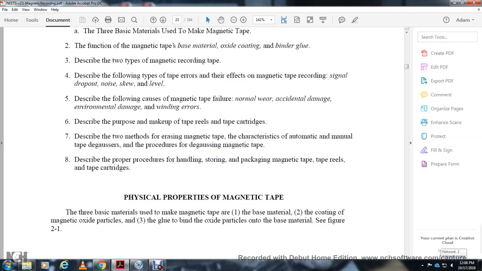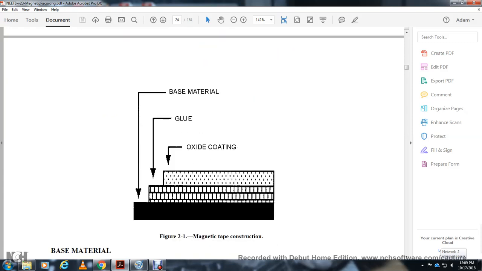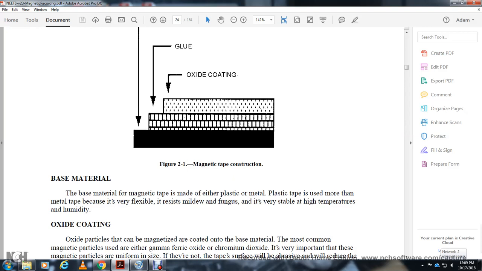Physical properties of magnetic tape. The three basic materials used with magnetic tape are: one, the base material; two, the coating of magnetic oxide particles; and three, the glue binding the oxide particles down to the base material. See Figure 3.1. Base material, glue with the oxide coating, magnetic tape construction.